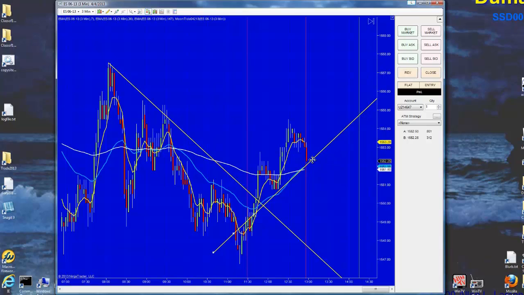Does not look like a real good setup for a trade at this time. So I will pause the recorder again. I'll come back in about 10 minutes here to see if there is a trade. Otherwise, I'm going to terminate this recording and call it just a good demo.